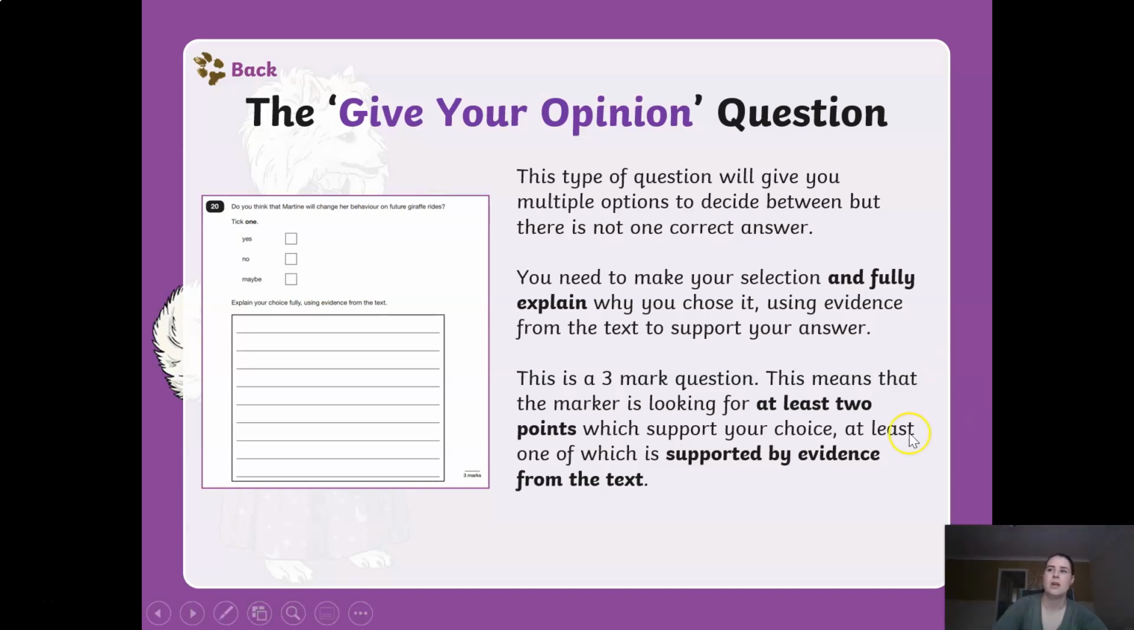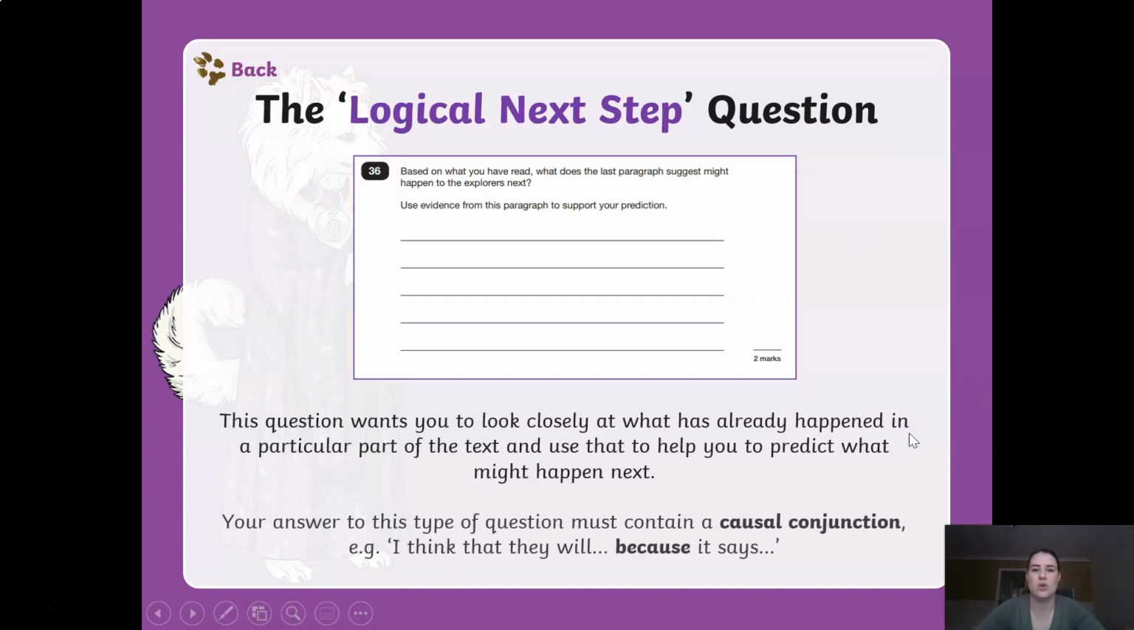Okay. Your next one that we've then got on here is your logical next step, okay? So for this question, I want you to look closely at what's already happened in a specific part of the text, and use it to then predict what you think might happen next, okay? So to answer this type of question, you must contain a causal conjunction. So I think that they will ... because it says. So it's effectively just where you have your question and your reasoning behind it.